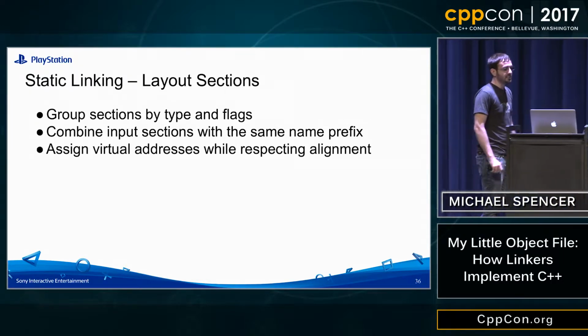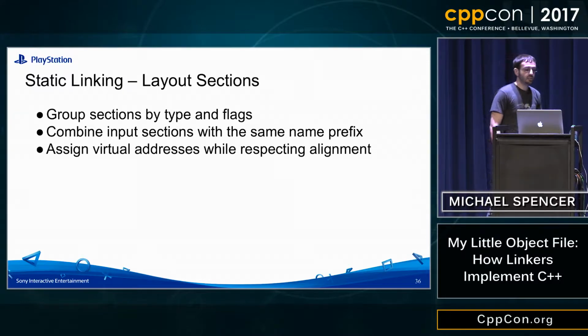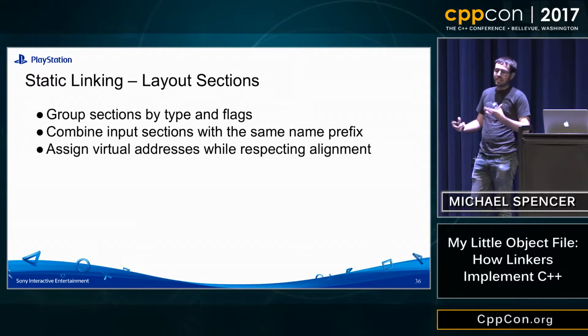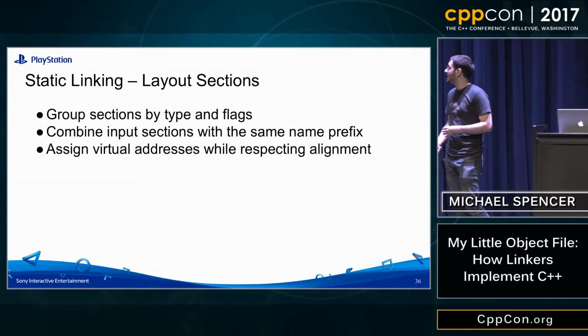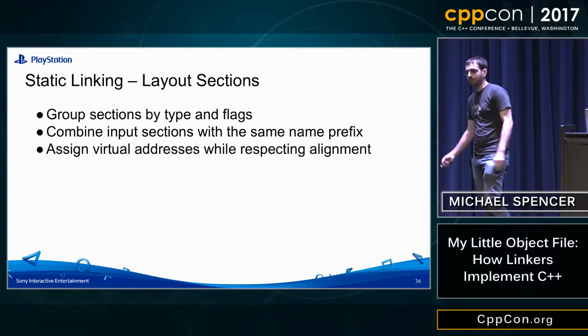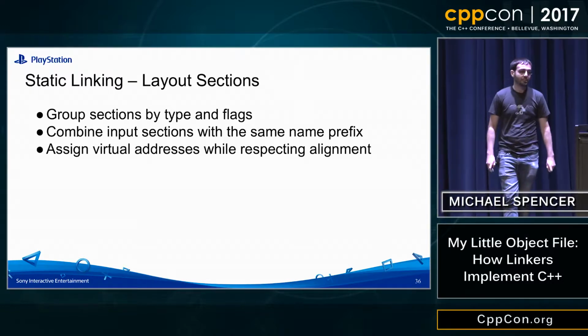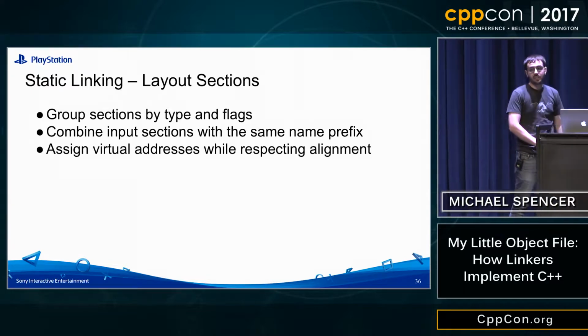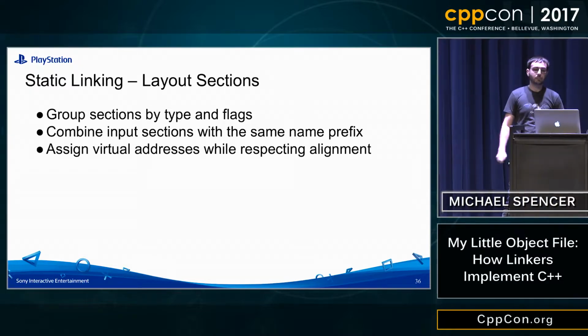Then you need to start laying out sections. You're going to group sections by their types and flags, combine inputs with the same name prefix, and then assign virtual addresses while respecting the alignment, as I was explaining earlier. And at this point, you'll know the addresses of all your symbols.